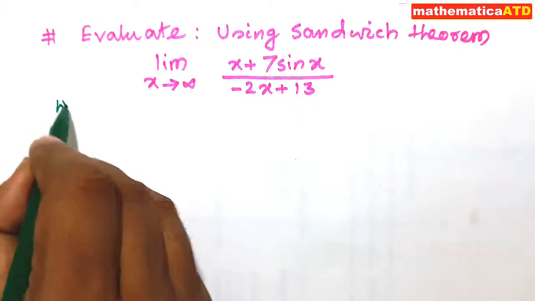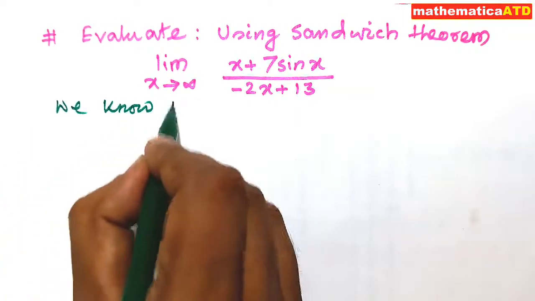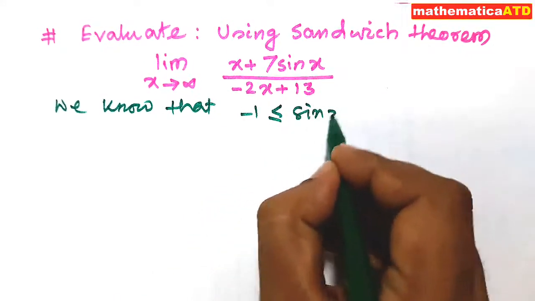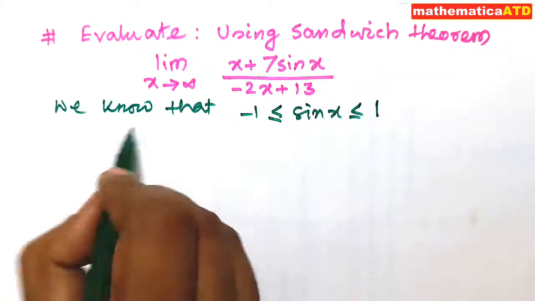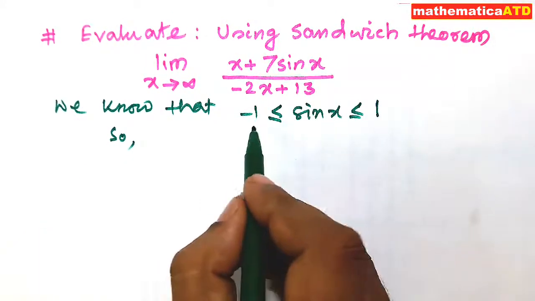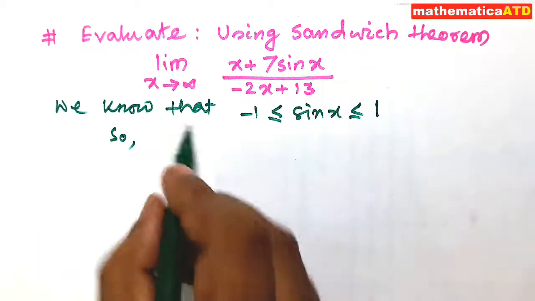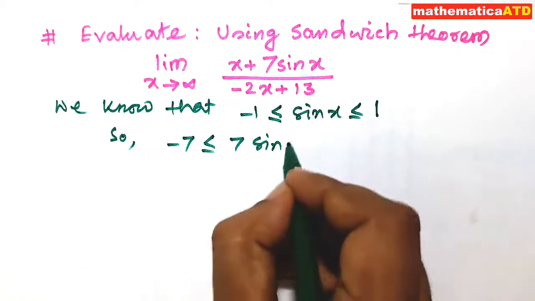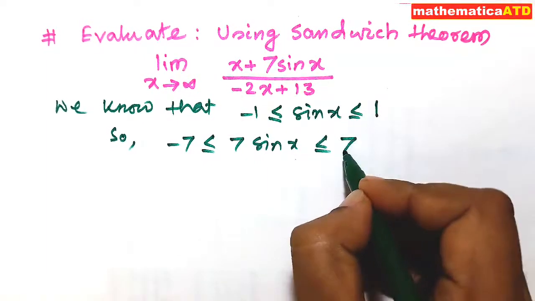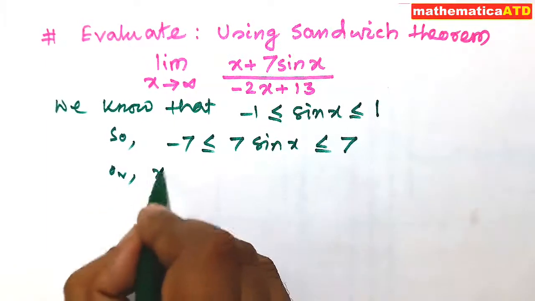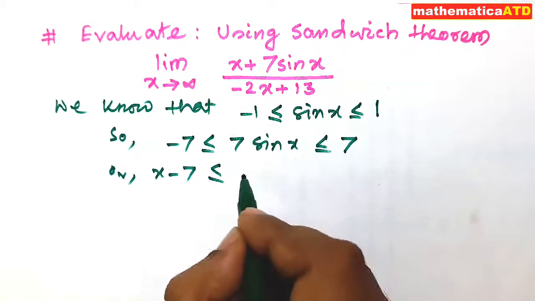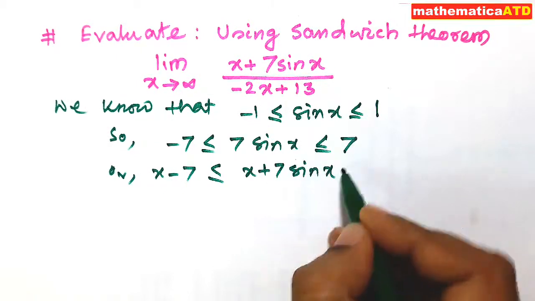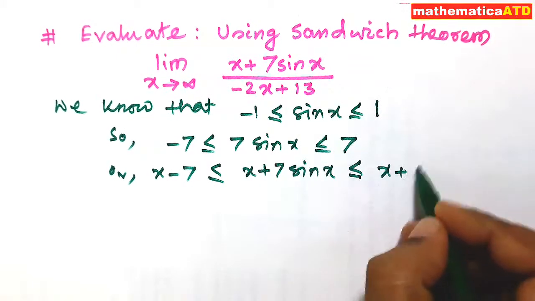We know that minus 1 less than or equal to sin x less than or equal to 1. So we can write, multiply each and every term by 7. So minus 7 less than or equal to 7 sin x less than or equal to 7, or x minus 7 less than or equal to x plus 7 sin x less than or equal to x plus 7.